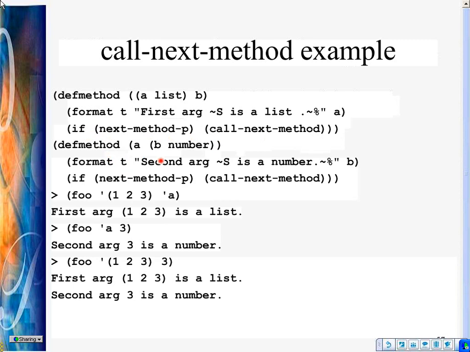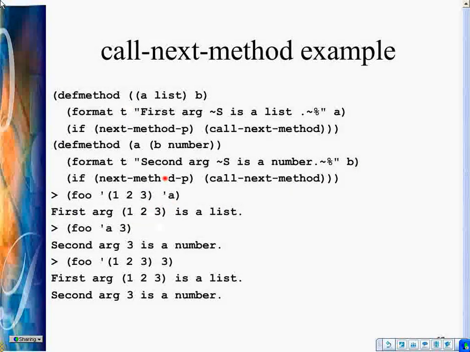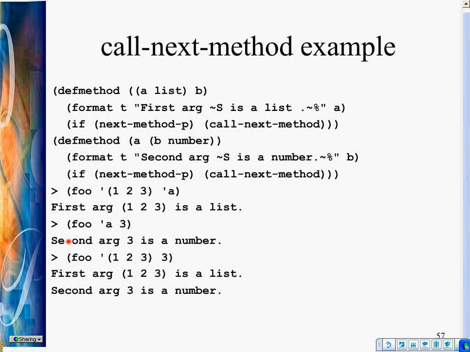Now we define a method on B, which is a number, but A can be anything. And we say second argument is a number, and then we call the next method if there is one. So here we're calling foo on the list 1, 2, 3 and the symbol A. And it says first argument is a list. And then it calls the next method, but there isn't any next method. We have no method defined on a list and then a symbol, or on anything and then a symbol. We just have it defined that fits this case on lists and anything. And we've already run that method.